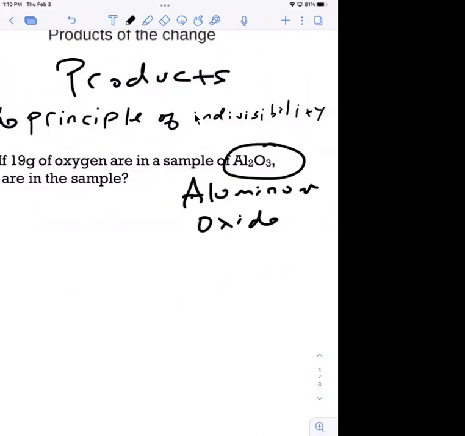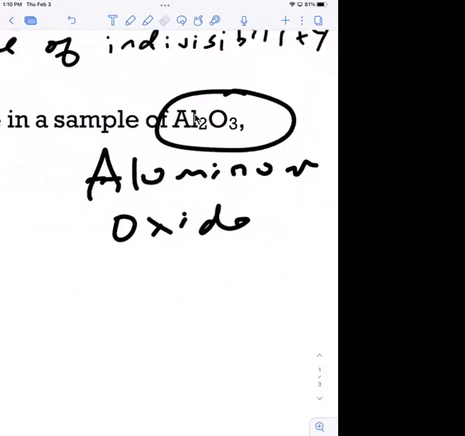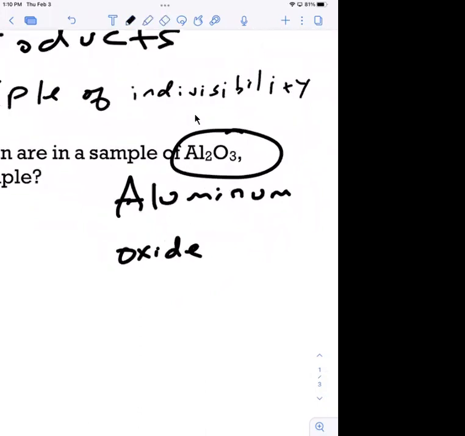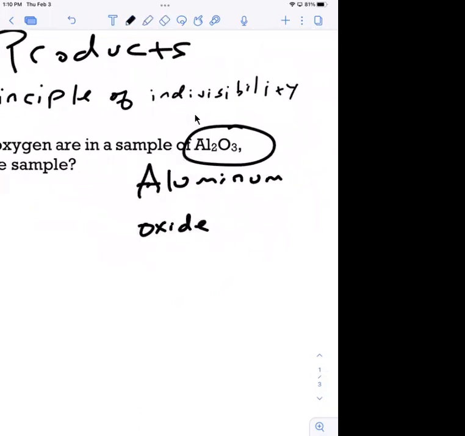Let me ask this question for somebody who can remember this. Let me see if you've been paying attention. How would I write that, if I pull that apart using the crisscross method? What would the charge on aluminum be? Anybody?